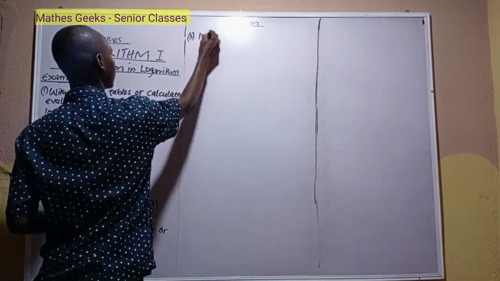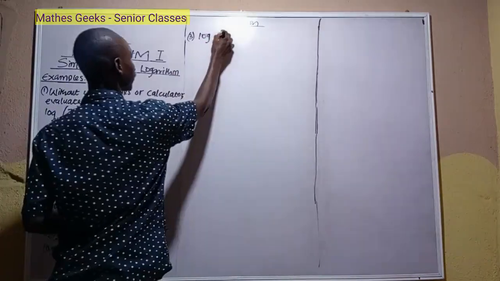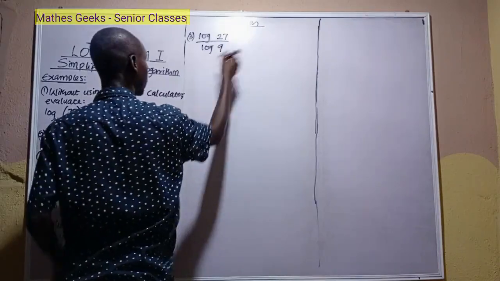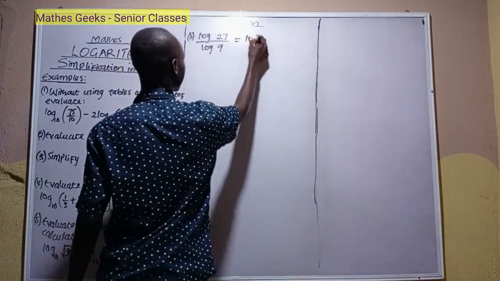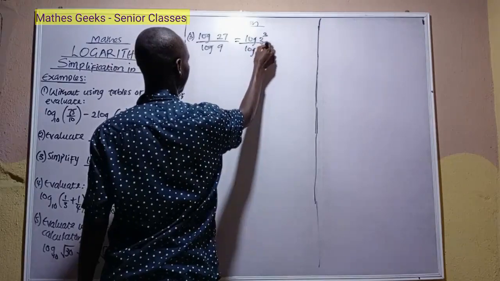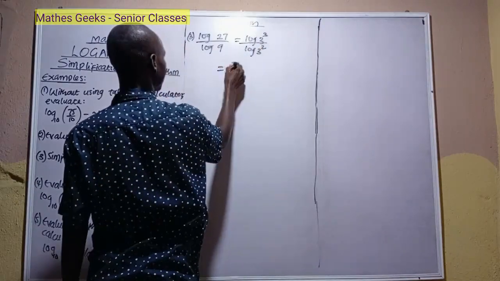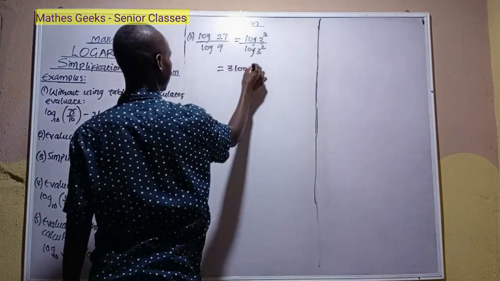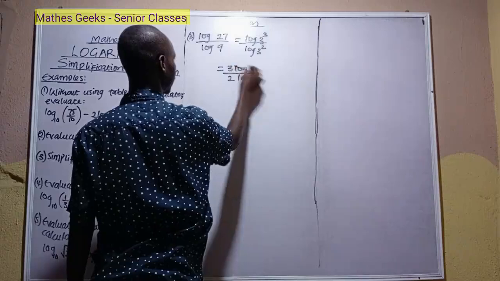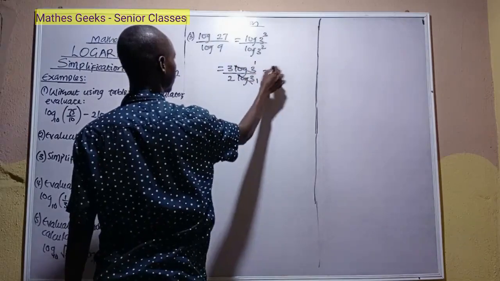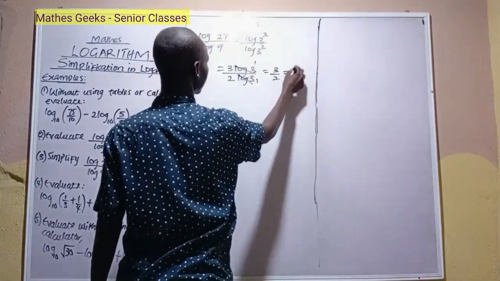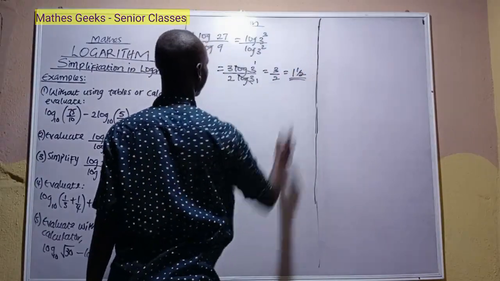Over 3 log 27 divided by log 9. This will give us log 2 raised to power 3 over log 2 raised to power 2. This will be 3 log 3 over 2 log 3. Log 3 will cancel log 3. So that will be 3 over 2.